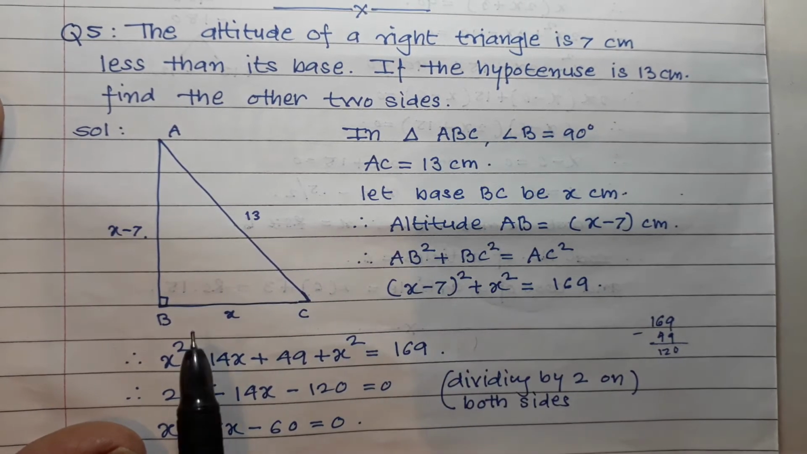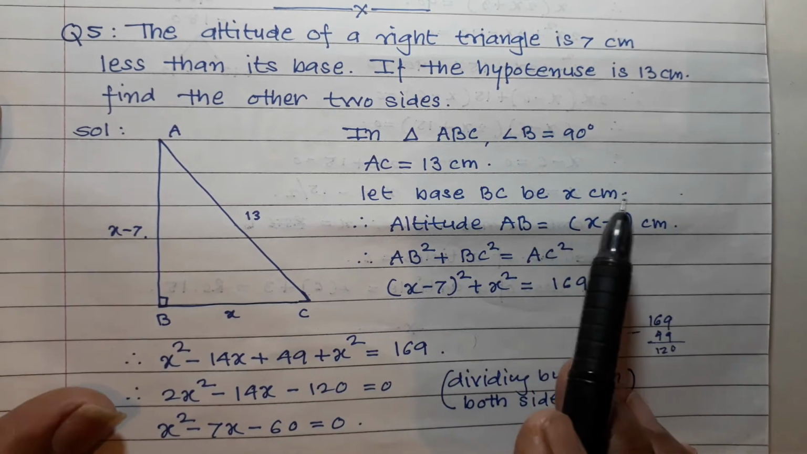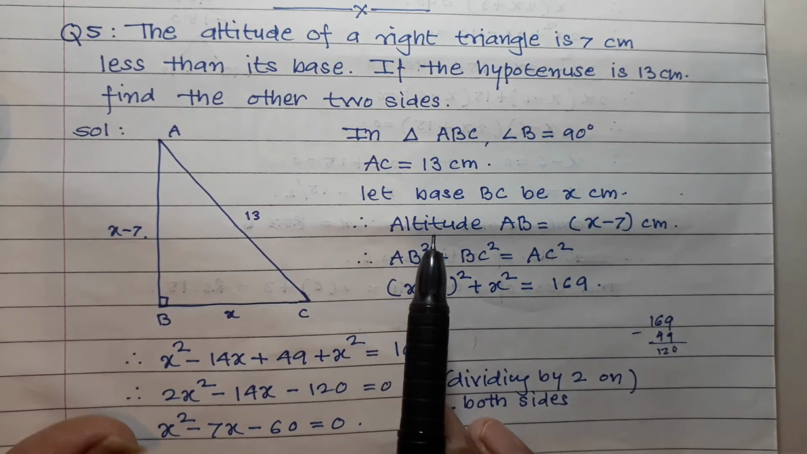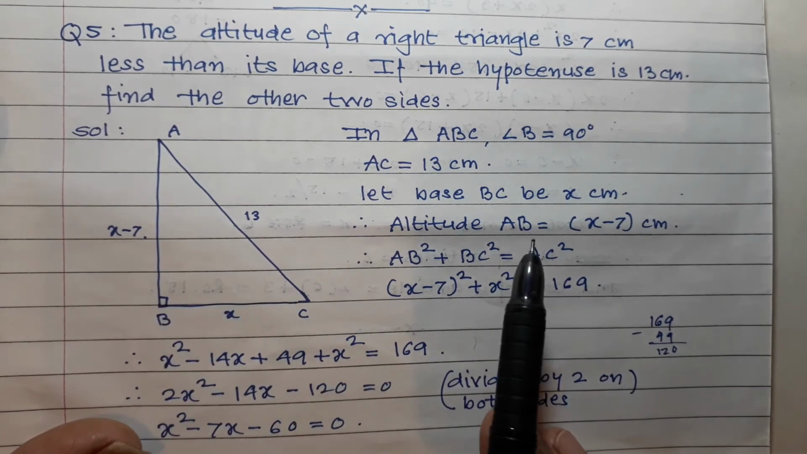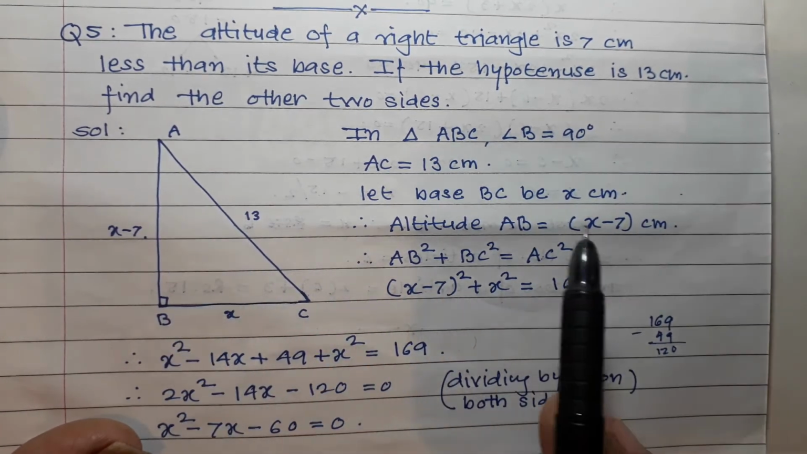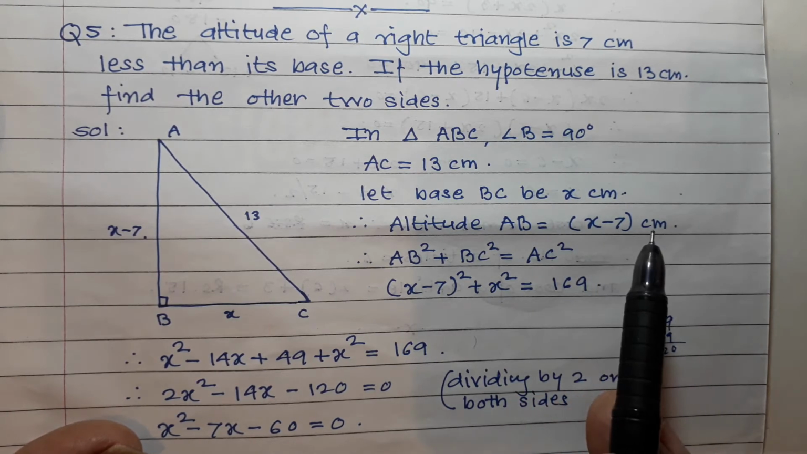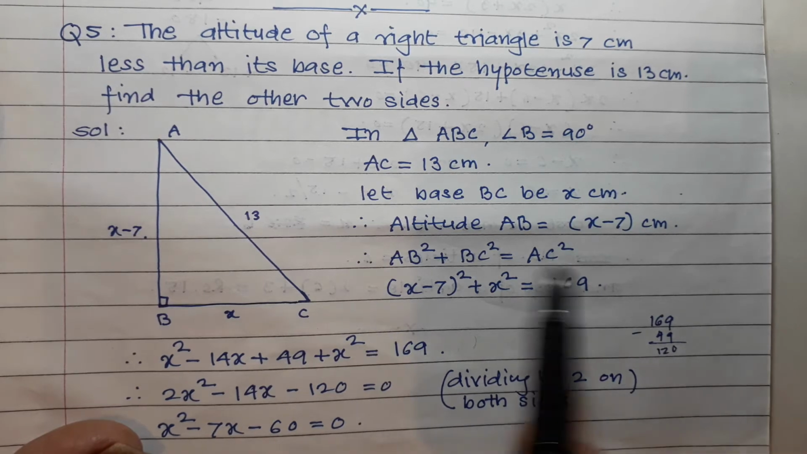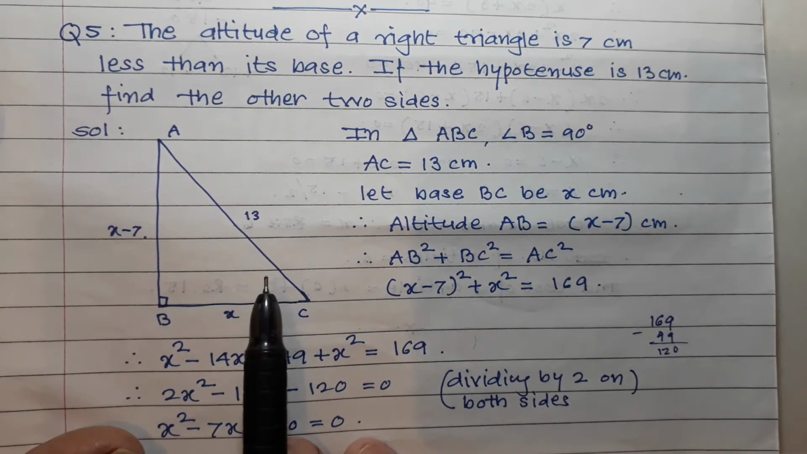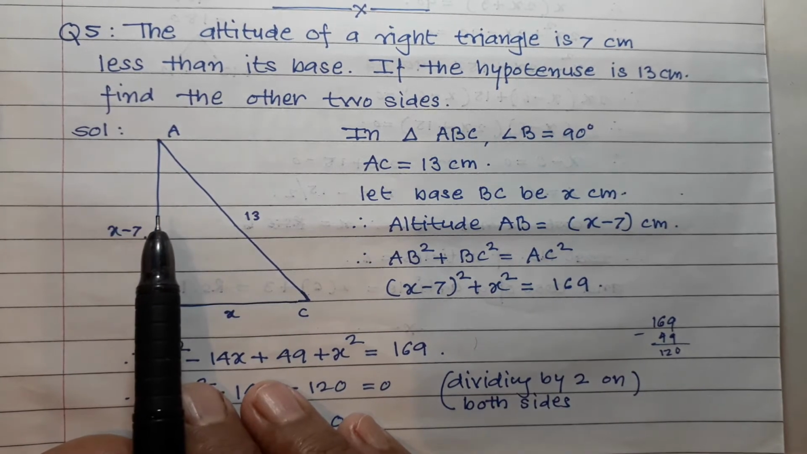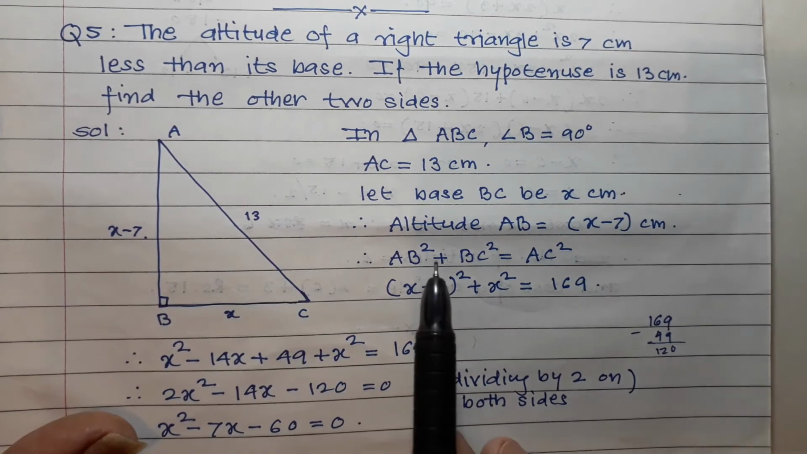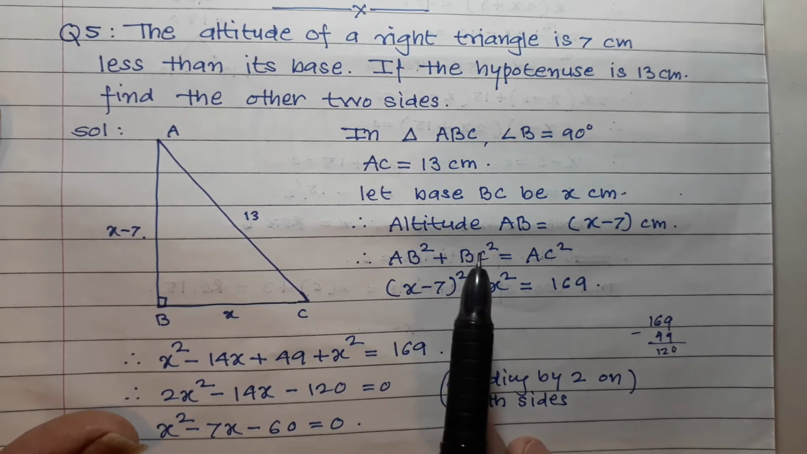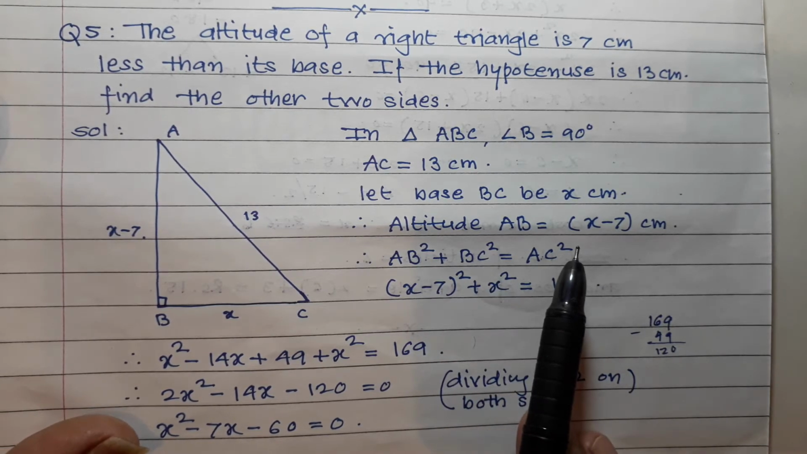Let base BC be x centimeters. Therefore altitude AB, altitude means perpendicular, AB is equal to x minus 7 centimeters. And now you know the relation, you know the Pythagoras theorem. This side squared plus this side squared is equal to hypotenuse squared, and therefore AB squared plus BC squared is equal to AC squared.